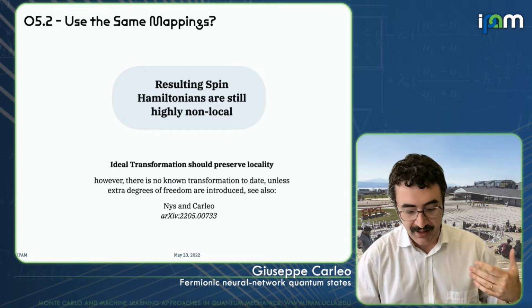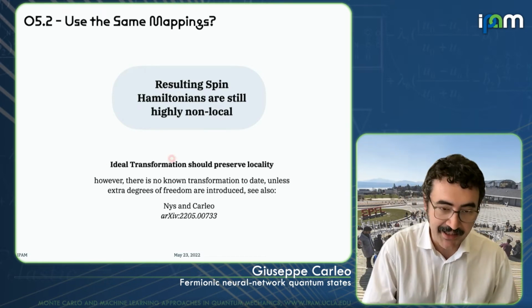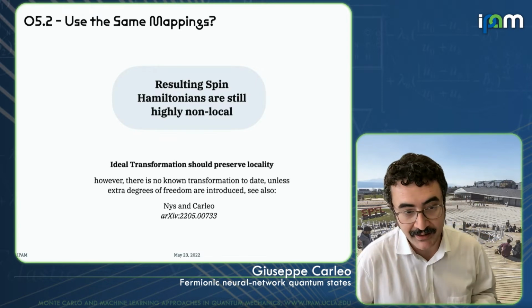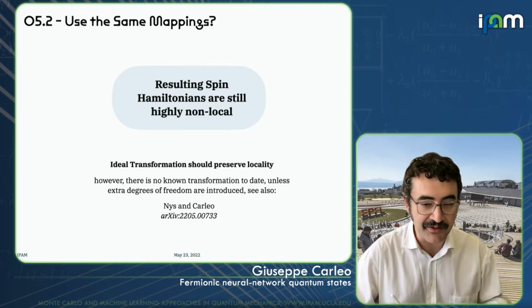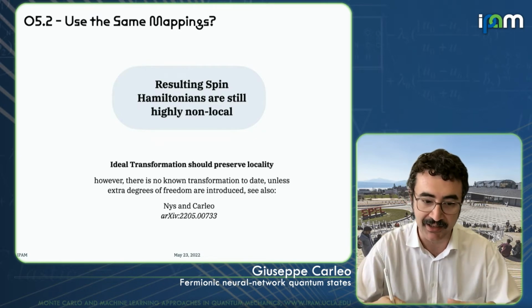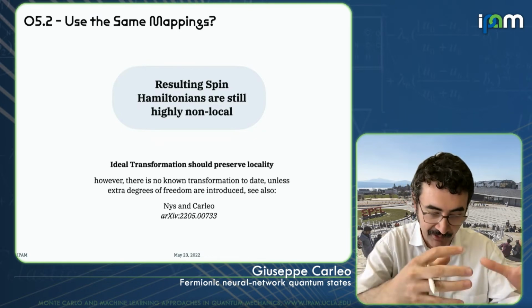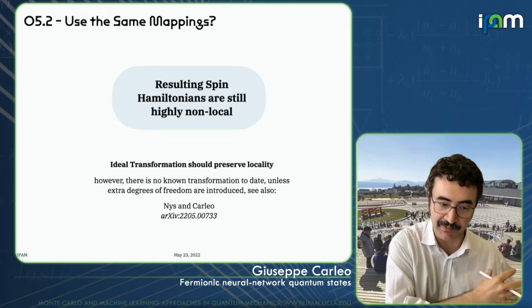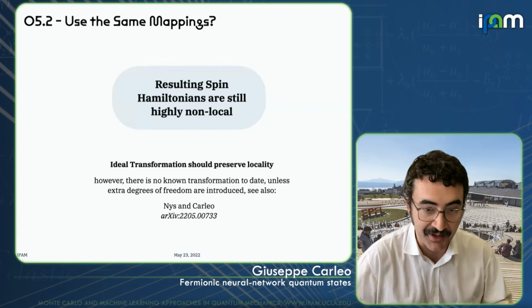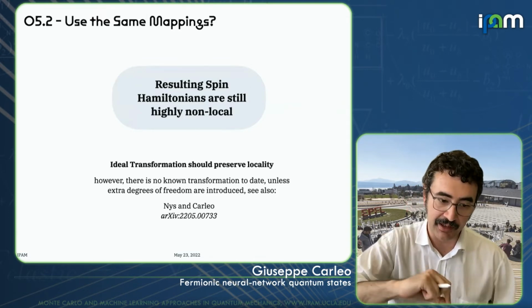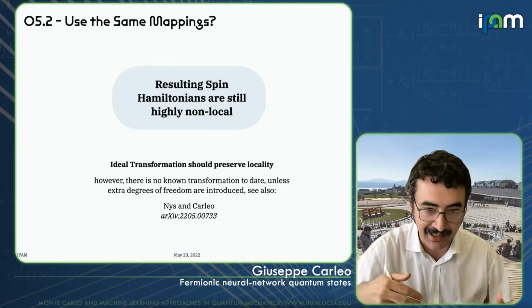Okay? Indeed, the problem is that the ideal transformation should preserve locality. However, there is no known transformation between spins and fermions that preserves locality exactly. So locality means that, again, I have exactly all the symmetries of the original Hamiltonian also in the spin Hamiltonian, unless you introduce extra degrees of freedom, for example, by mapping things to Majoranas.